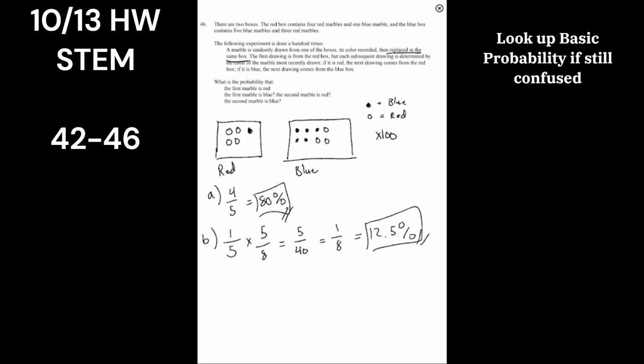The second marble is red. So we know already that the first has to be blue, right, to get to the second box. So it's 1 over 5. Or the probability could also be if it pulls a red and then a blue. So I'm going to write both probabilities out here. I'm going to write B for blue and R for red. So there are two probabilities that could get the result.